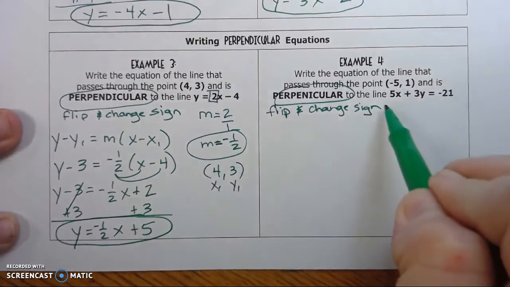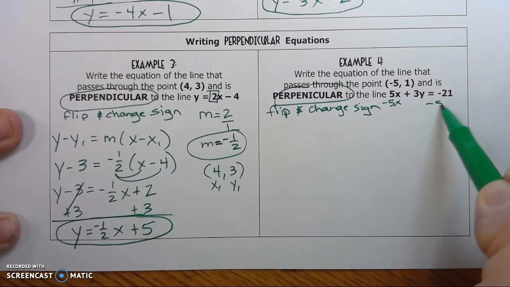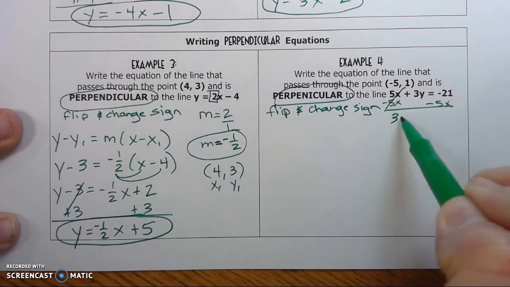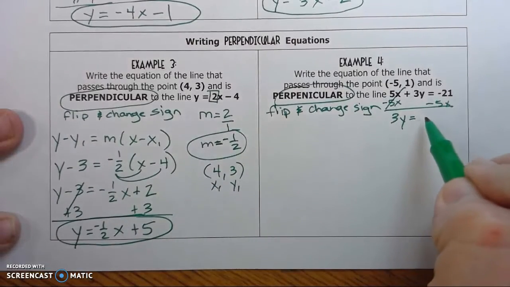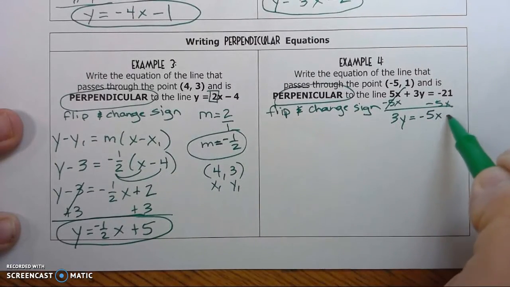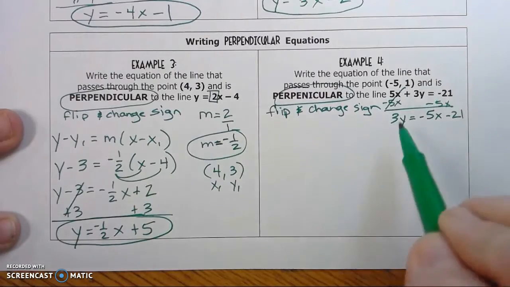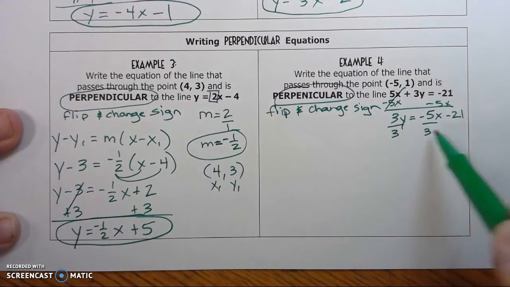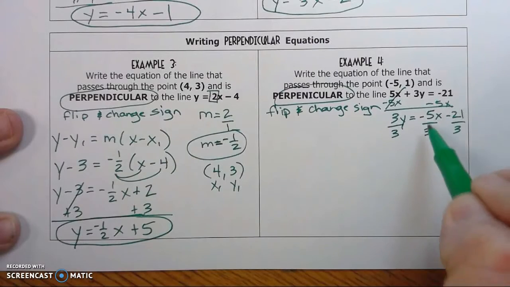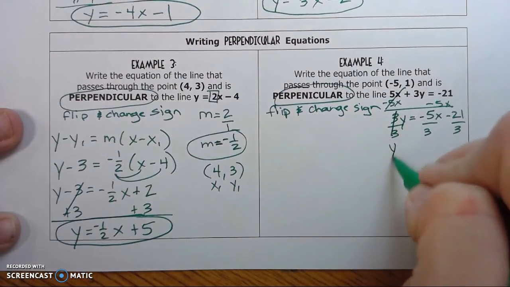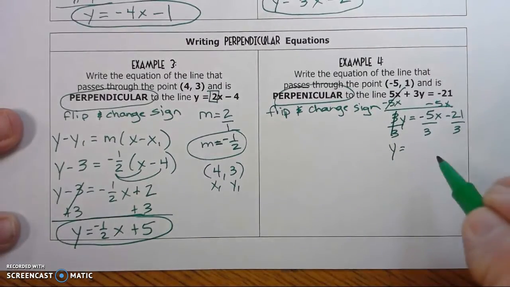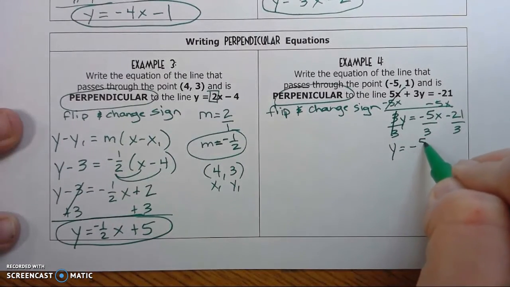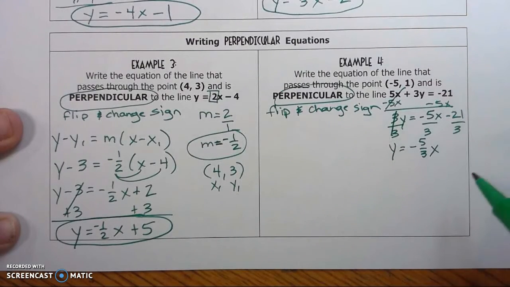This is not in slope-intercept form, so I have to rearrange my equation so that it is in slope-intercept form. So I'm going to subtract 5x from both sides. I get 3y equals negative 5x minus 21. Then I'm going to divide by 3 on both sides. When I divide on the right-hand side, I'm going to distribute that to both terms. So I get y equals negative 5 over 3. That does not divide evenly, and it does not reduce. So I'm just going to write negative 5/3 x, and then negative 21 divided by 3 is negative 7.